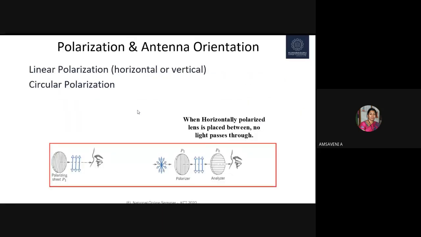And we have circular polarization also. So there are two types of linear polarization: one is horizontal, another one is vertical. And we have circular polarization. Suppose your transmitting antenna is vertically installed, then you need to install your receiving antenna also vertically. Then only it can receive that vertically polarized wave. Suppose your receiving antenna is a horizontally polarized one, you won't receive any signal at the receiver.